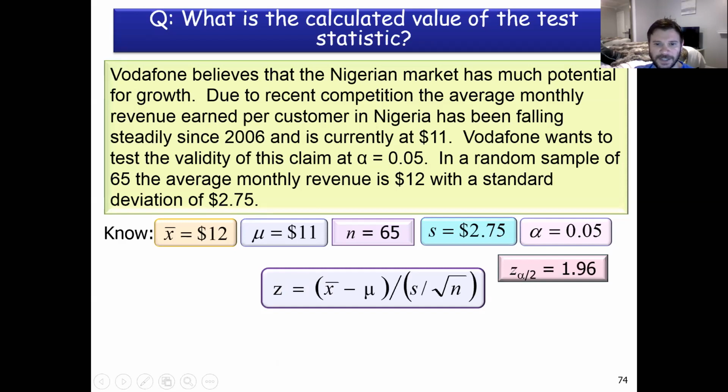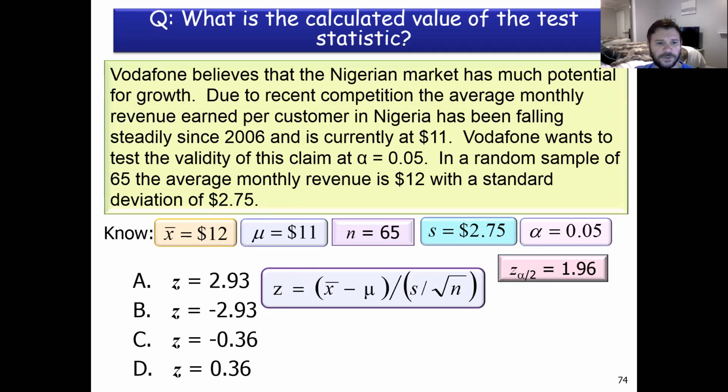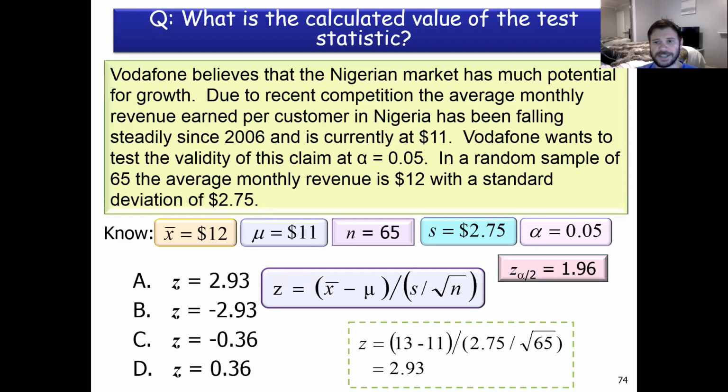So our test statistic, if you were to compute that for this example, involves us again demeaning x bar of 12. We're going to subtract out 11, divide by the standard deviation over the square root of n, which will give us a z-value of 2.93. Okay, so this says our test statistic is about 3 standard deviations to the right of the mean, which is pretty extreme. But in order to know if the evidence is good enough, we're going to have to compute the p-value and compare that to our level of significance alpha here. All right, so let's go ahead and do that.